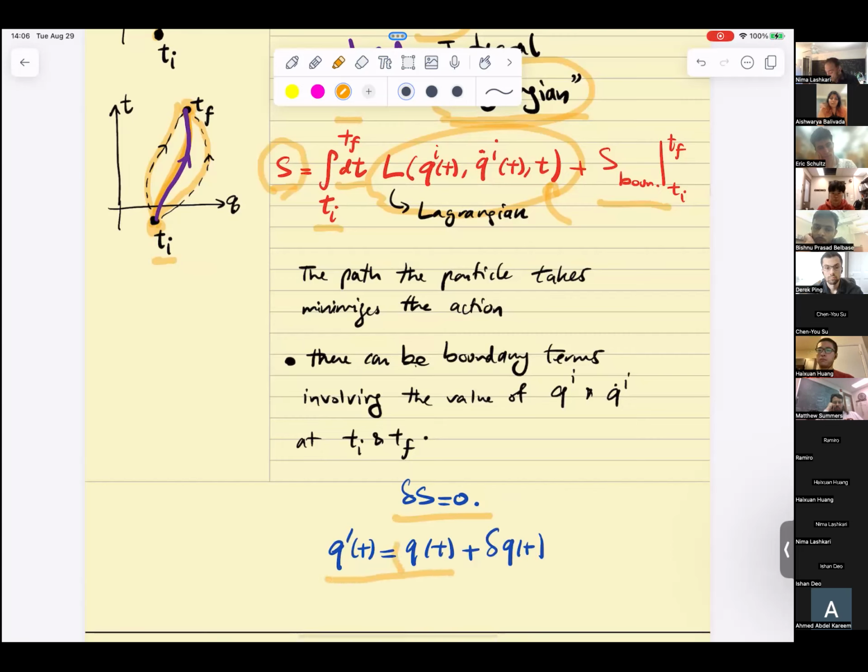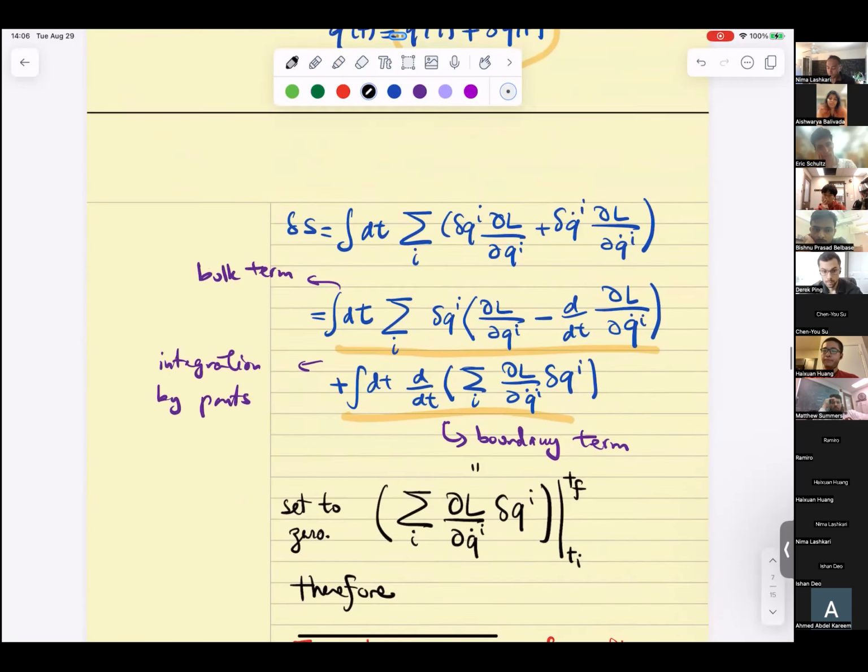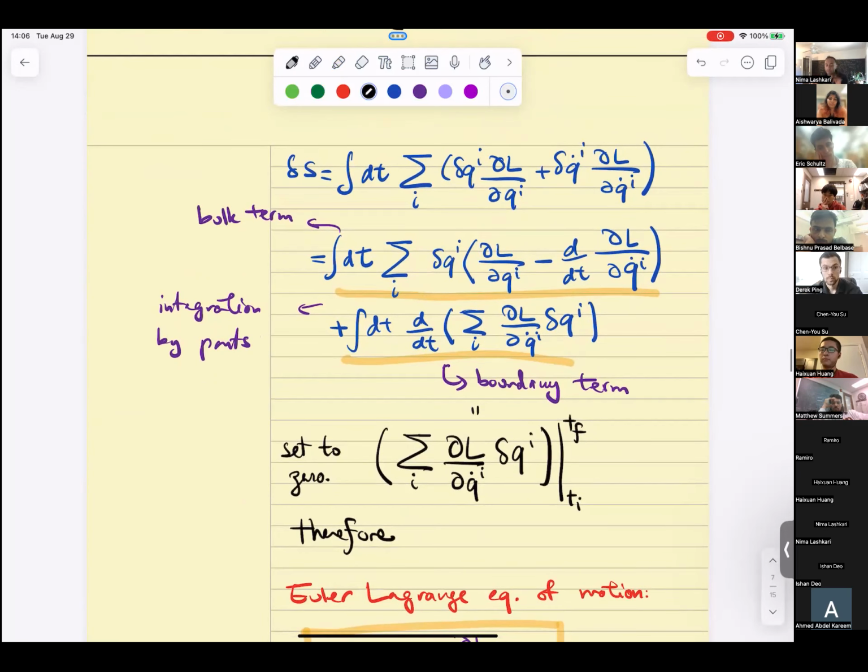So if you had some path q_i, for example, this is the path that it takes, you shift every point by some delta q_i to get some new path, and you require the first order variation of S under this transformation to be 0. That's the principle of least action. So let's go over this in more detail.